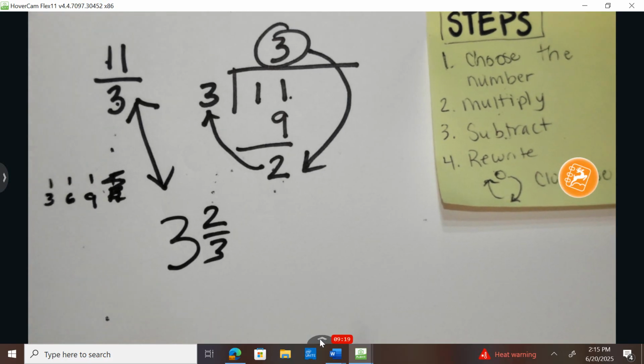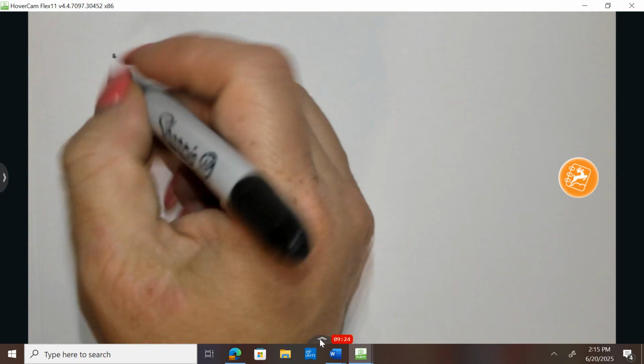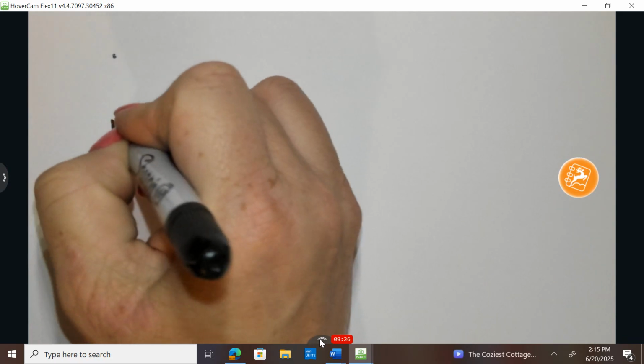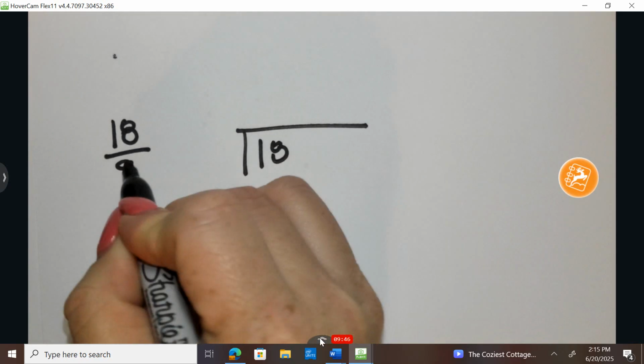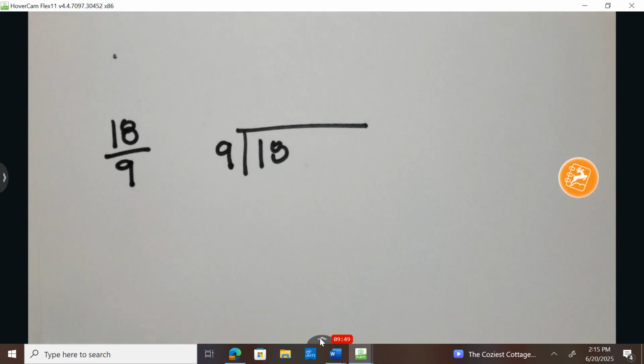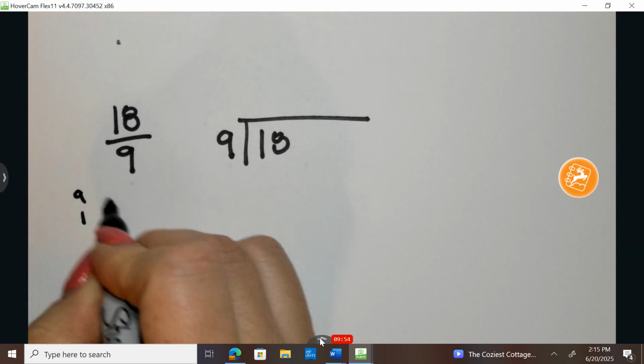I would like you to write down the next improper fraction, 18/9. And I would like you to go ahead and rewrite it as a mixed number. Then come back to the video and press play. Okay, hopefully you've pressed pause and attempted this problem. 18 is on the inside, 9 is on the outside, and I'm going to start counting by groups of 9. One group of 9 is 9, 2 groups of 9 is 18.